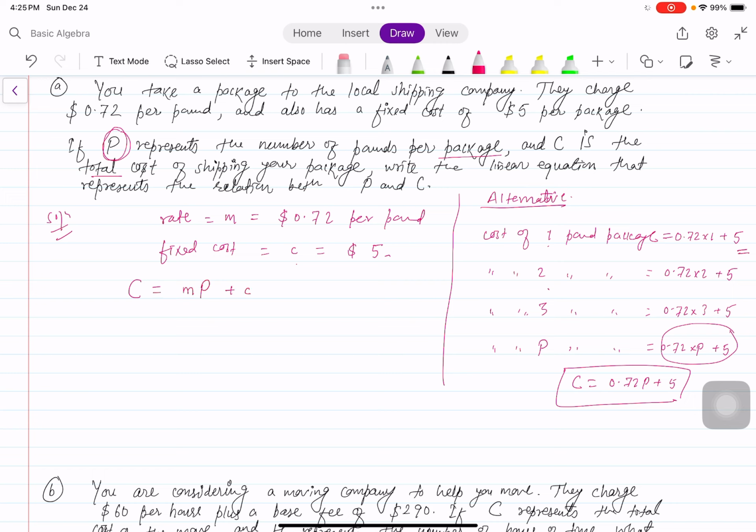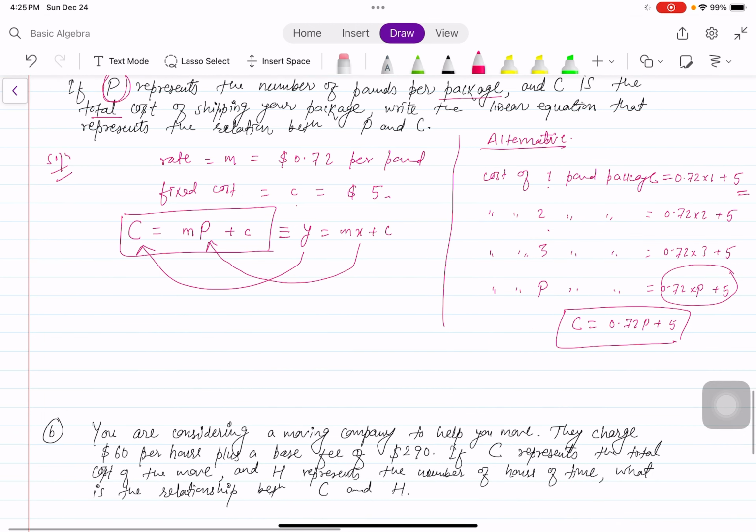So C is capital. This is how we can model, right? y = mx + c. Can we make connections? We're modeling y, which in this case is C, where the rate of change is m, nothing different, and we are studying with respect to the number of pounds. c is some fixed value. So what is c? The equation is C = 0.72p + 5, where 5 is the fixed $5. This is the same equation, and this is how we solve one of the application problems.